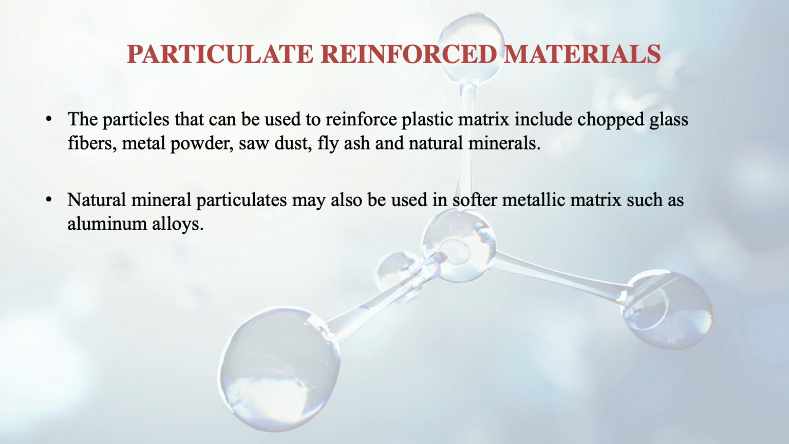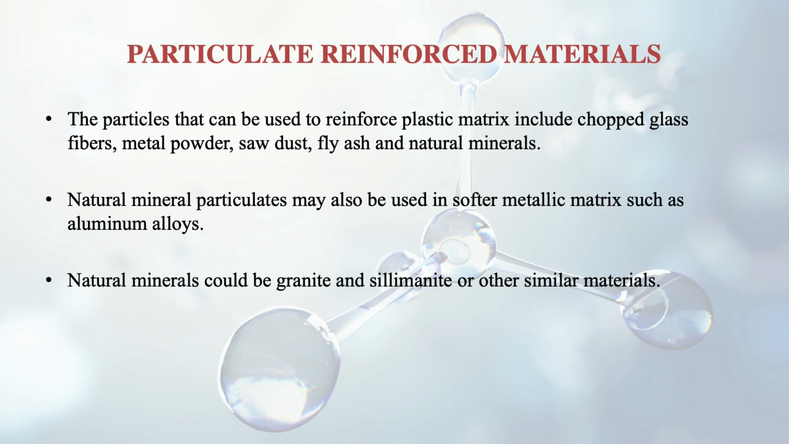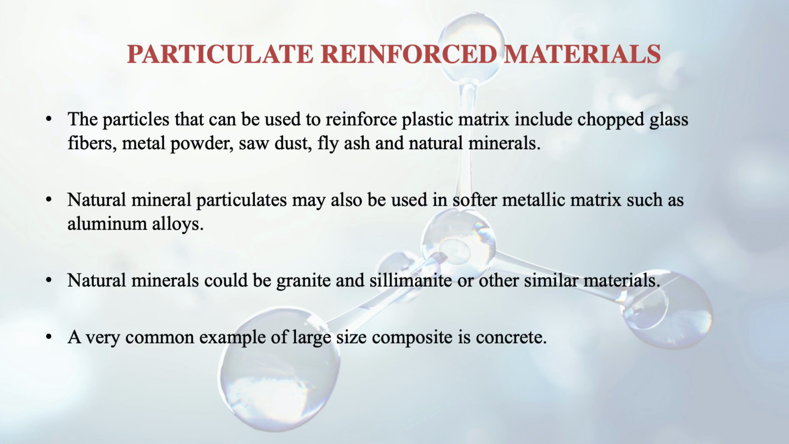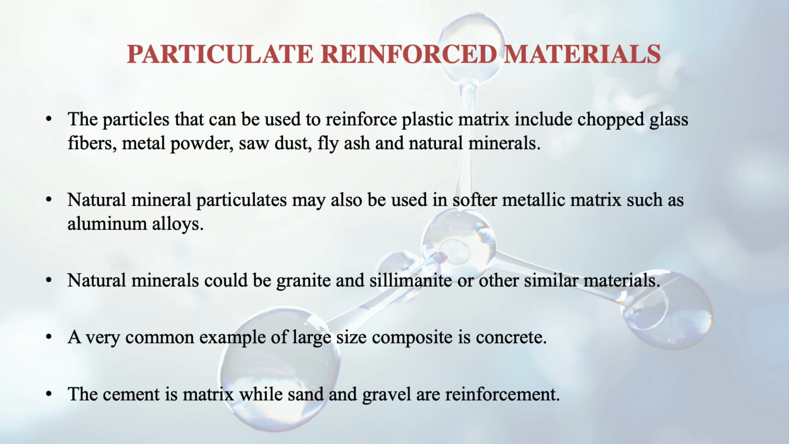And natural mineral particulates may also be used in the softer metallic matrix such as aluminum alloys, and natural minerals could be like granite, sillimanite and other similar materials. A very common example of a large particle composite is concrete. The cement is the matrix in case of concrete, while sand and gravel are the reinforcement. So concrete itself is a particulate type of composite.